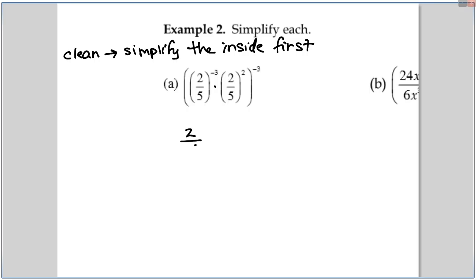Okay, what power is going to be on 2 over 5 now? Is everyone okay with that? Same base, add the powers. Right? So now 2 over 5's power is what? -1.